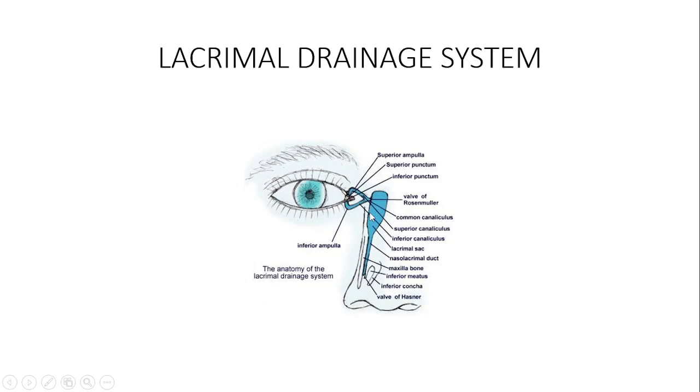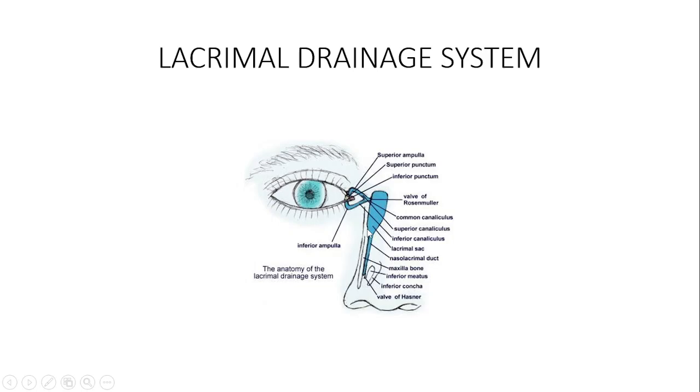So let's talk about measurement of the horizontal canaliculus. It measures about 8 to 10 millimeters. So now this is the lacrimal sac. It lies within the lacrimal fossa, and the lacrimal sac measures between 10 to 12 millimeters in length, okay.